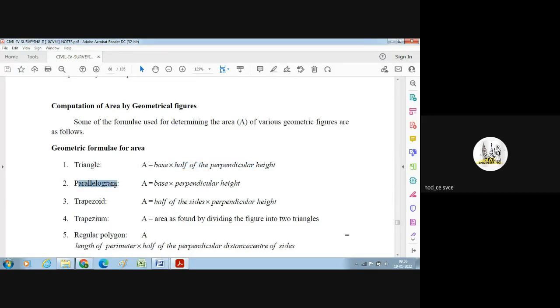And next, parallelogram. Parallelogram is nothing but a rectangle. So rectangle means opposite sides have equal lengths. In the parallelogram also the opposite sides are equal, but it is leaned at some angle, right? It has leaned at some angle, but we are not going to consider that one. So opposite sides are equal. That's why we have taken it as such. That is the rectangle formula: base into perpendicular height.